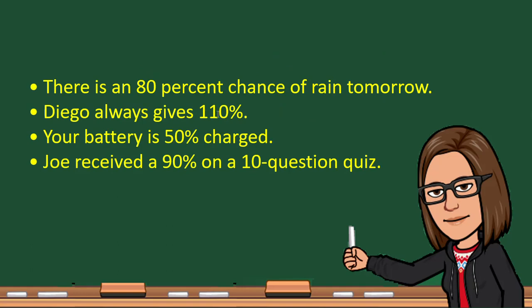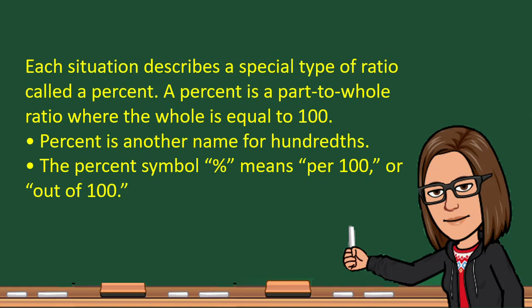Diego always gives 110%. Your battery is 50% charged. Joe received a 90% on a 10-question quiz. So a percent is just when you have that percent afterwards. So each situation describes a special type of ratio called a percent.